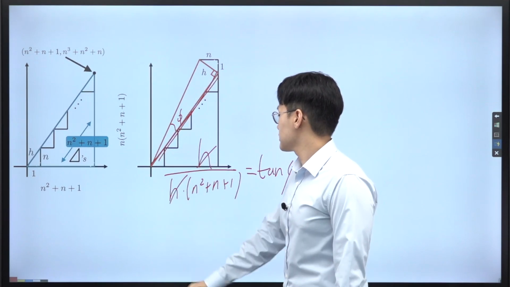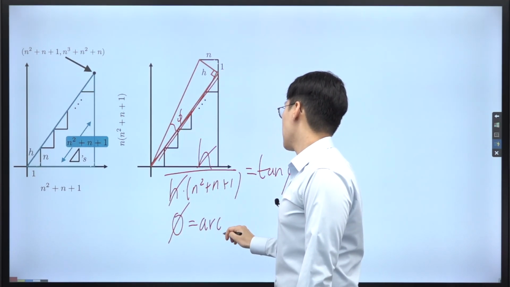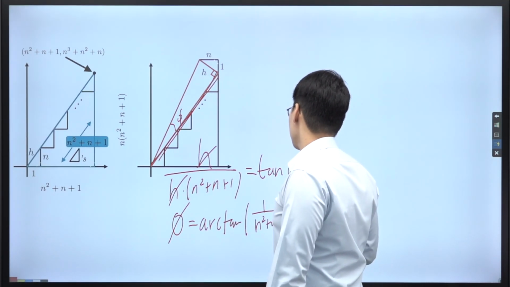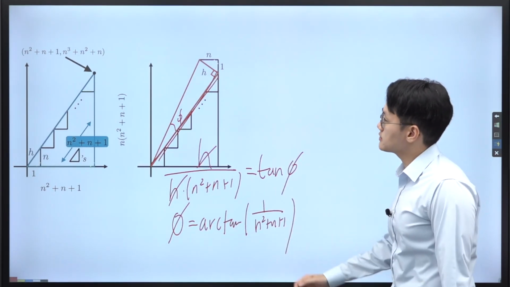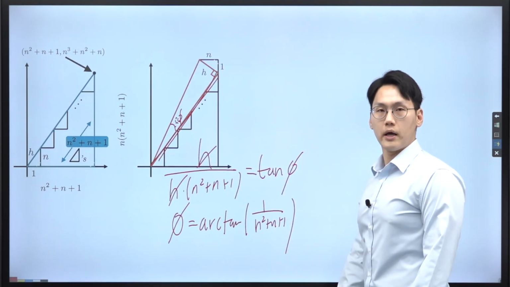So then h cancels out. In fact, the angle that you see there, phi, is the same as arctangent of 1 over n squared plus n plus 1. Okay, so that's great. So that's the argument there. That's the argument of arctangent 1 over n squared plus n plus 1.